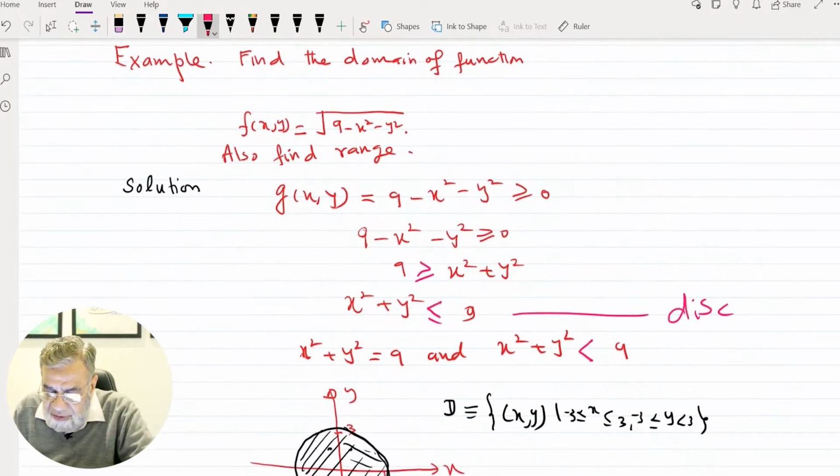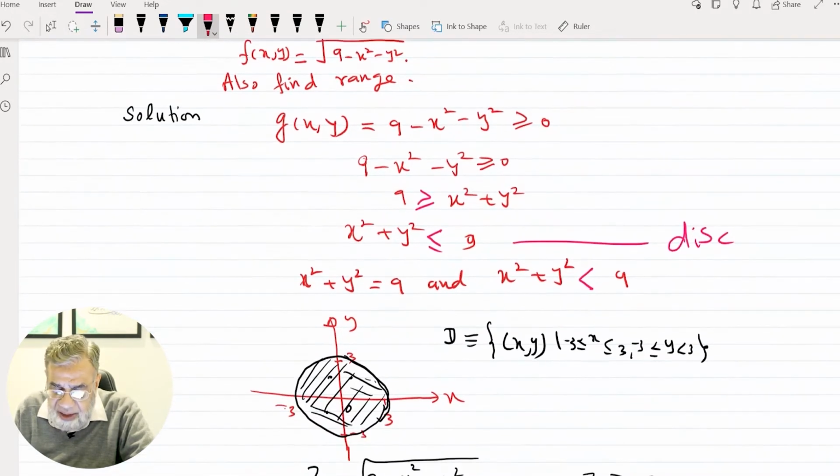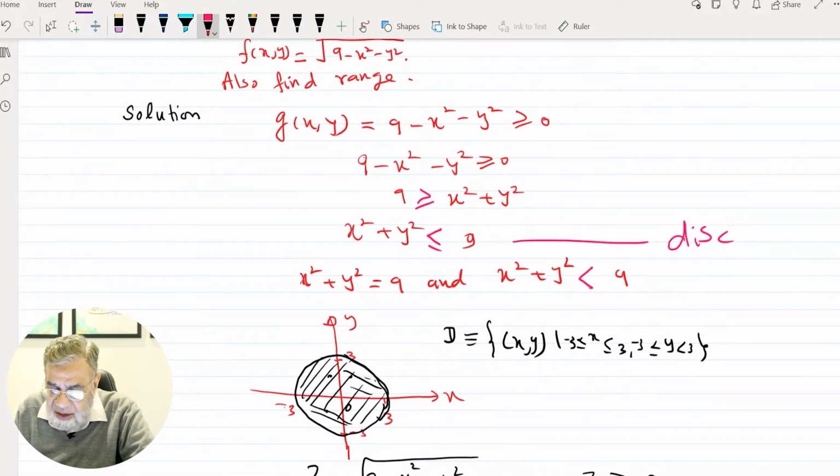Now when we say the domain of this one, that is the values of x and y. When we say y equals 0, then the value of x is minus 3 and 3, and when we take x equal to 0, the value of y is minus 3 and 3. So we have the domain of the function: all points (x, y) where x is between minus 3 and 3 and y is between minus 3 and 3, and that's my circle.